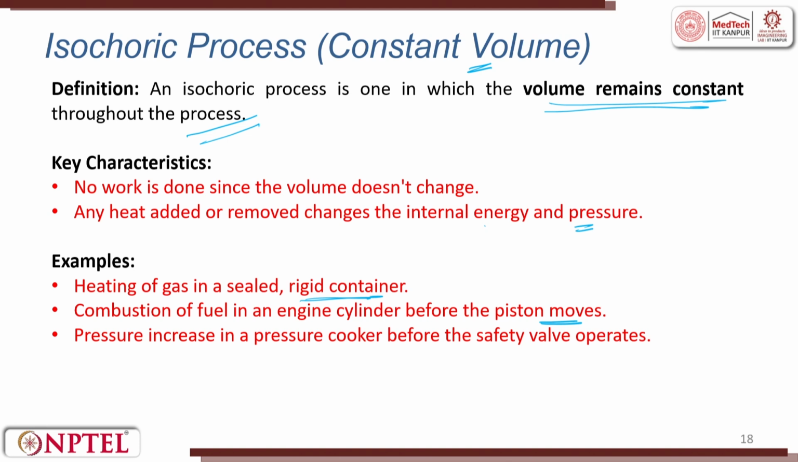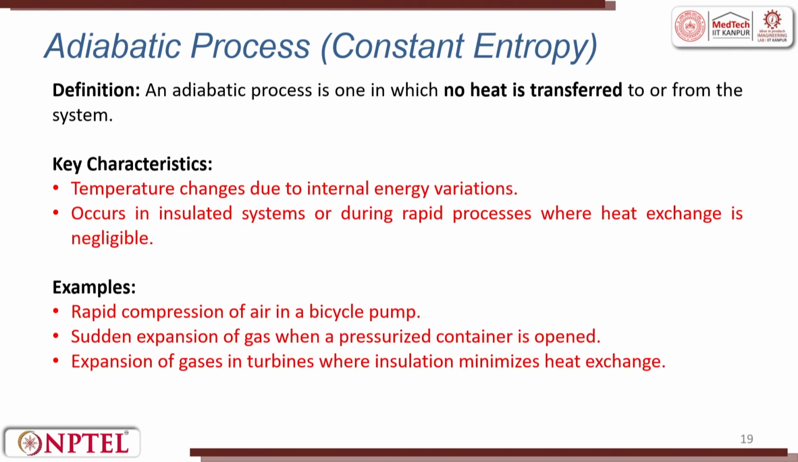When you go to IC engines, we will see the basics of the IC engine and the constant volume process. The pressure increase in a pressure cooker before the safety valve operates is a constant volume process, because the pressure cooker volume is constant, right? So before it could push the safety valve, it is considered so. So now friends, you will be able to distinguish isobaric, isochoric, isothermal. Then let us see the last one, which is adiabatic process.